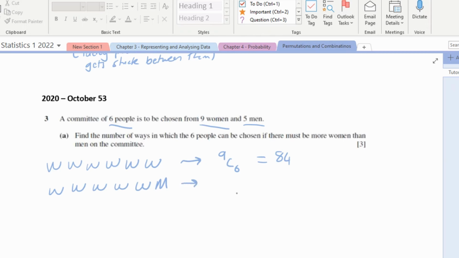Okay, and now how would we represent this one? Times 5 choose 1. Do you see why? You've chosen the 5 women, but now you've got to select the man. And there's 5 men to select from, so 5 options there. What does that give us there?